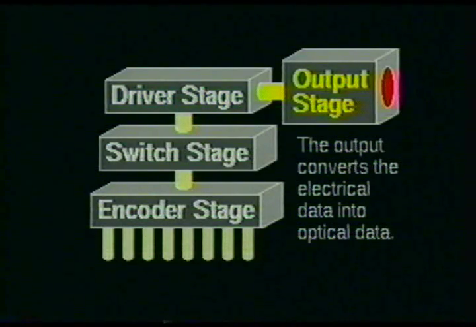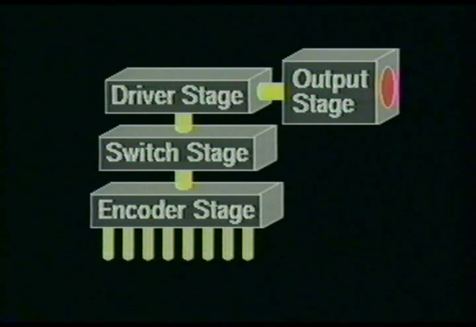Finally, the current from the driver stage is fed into the output device. For short runs of only a couple hundred meters, the output device will generally be an LED. For distances of several thousand meters, the output device will be a laser diode.